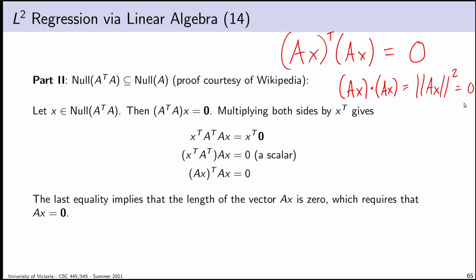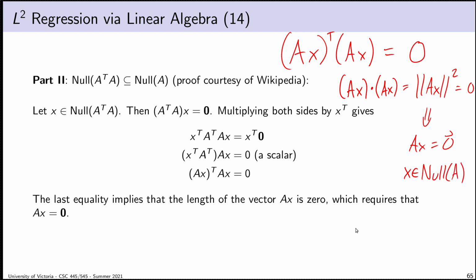And what vectors exactly have a length of 0? Well, the only ones I can think of are vectors that are themselves equal to 0. And so that implies that AX itself has to equal the 0 vector. That is the only vector that has a 0 length. And therefore, because multiplying A by X gives me 0, that means X is in the null space of A.